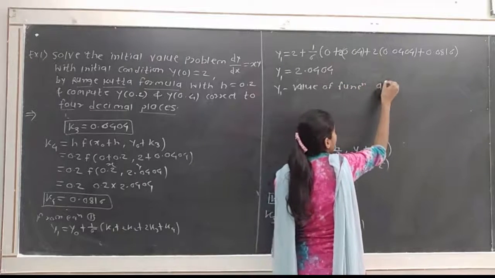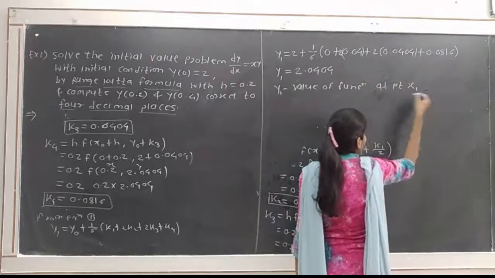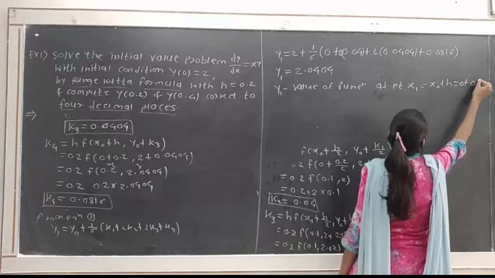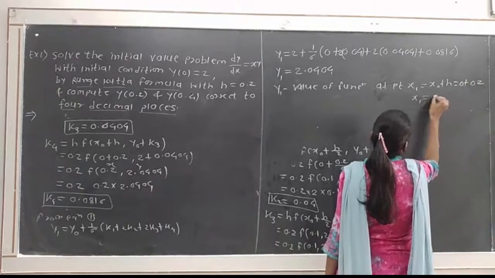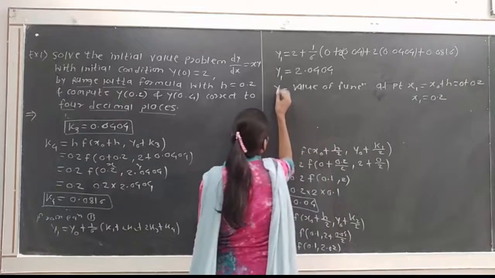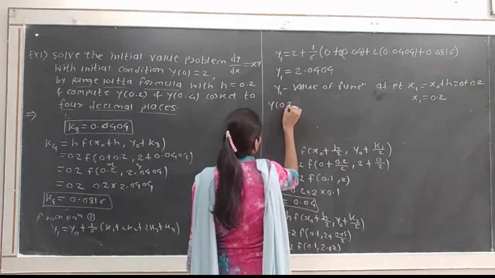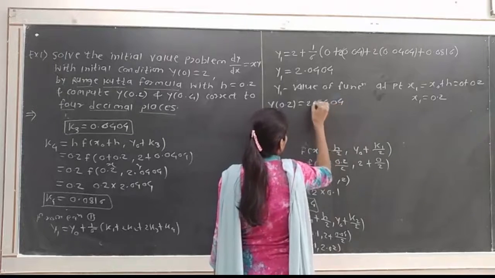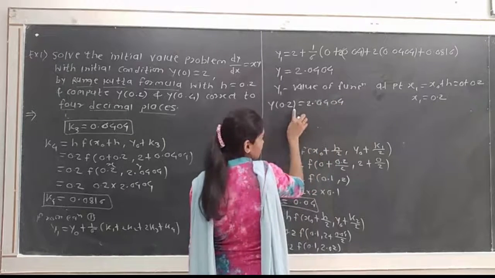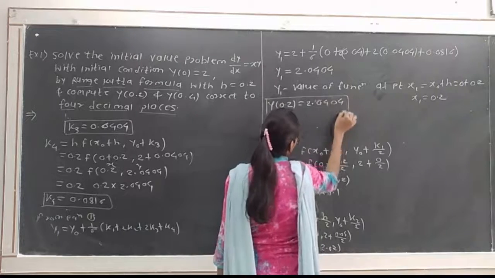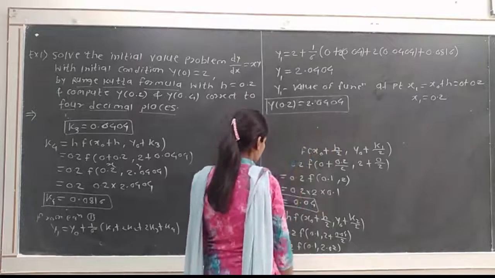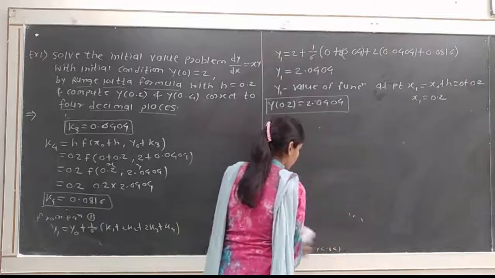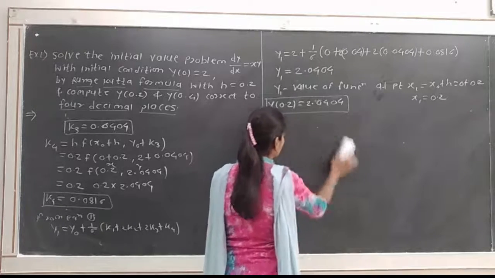And y1, that means the value of the function at point x1, where x1 is x0 plus h, that is 0 plus 0.2, so x1 will be 0.2. That means y of 0.2 is equal to 2.0404, the value of the function at point x1, which is 0.2. In this way we calculate the solution using the RK4 method.